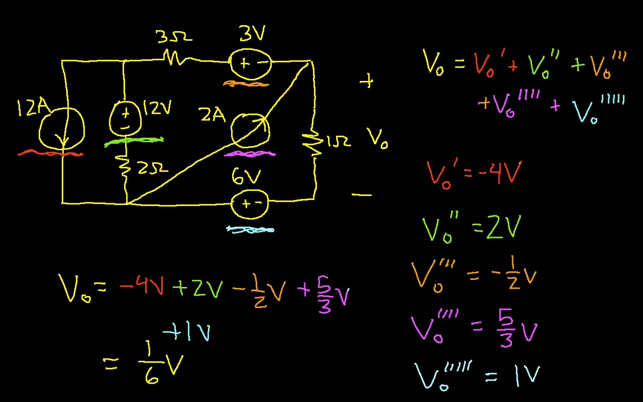So there you have it. We've used superposition to find V0 in response to 5 different sources. Again, this is an example that's fairly extreme. You don't see this sort of stuff occur much in real life, but it is a smashing example of how to use superposition to solve a circuit.